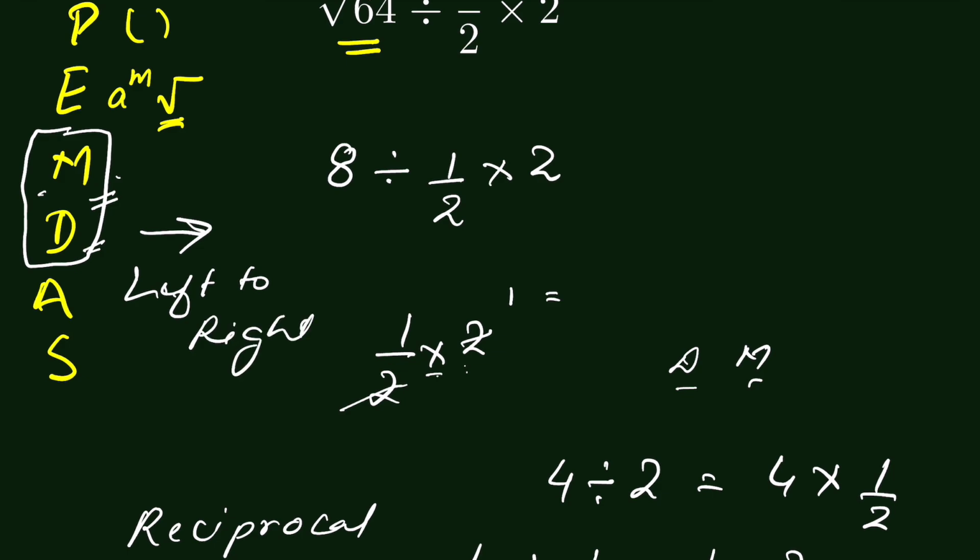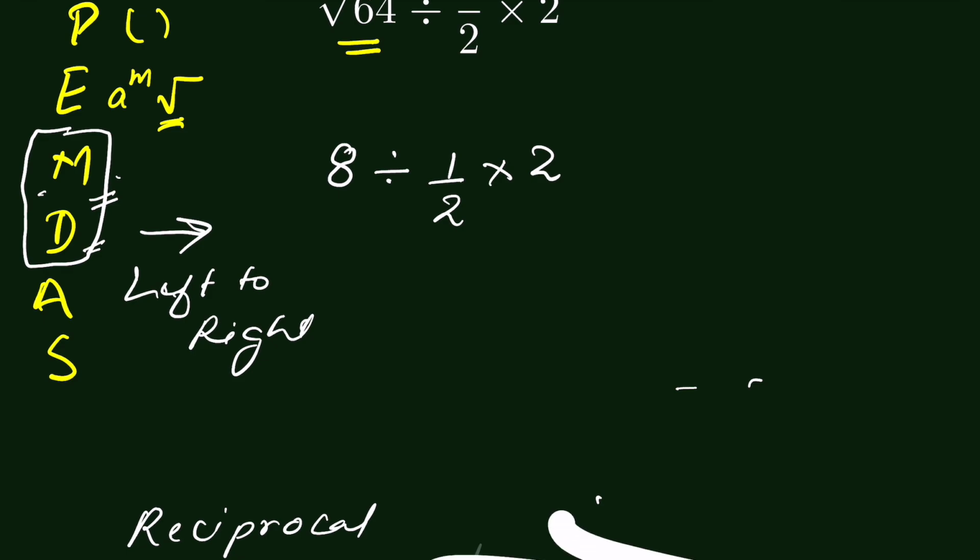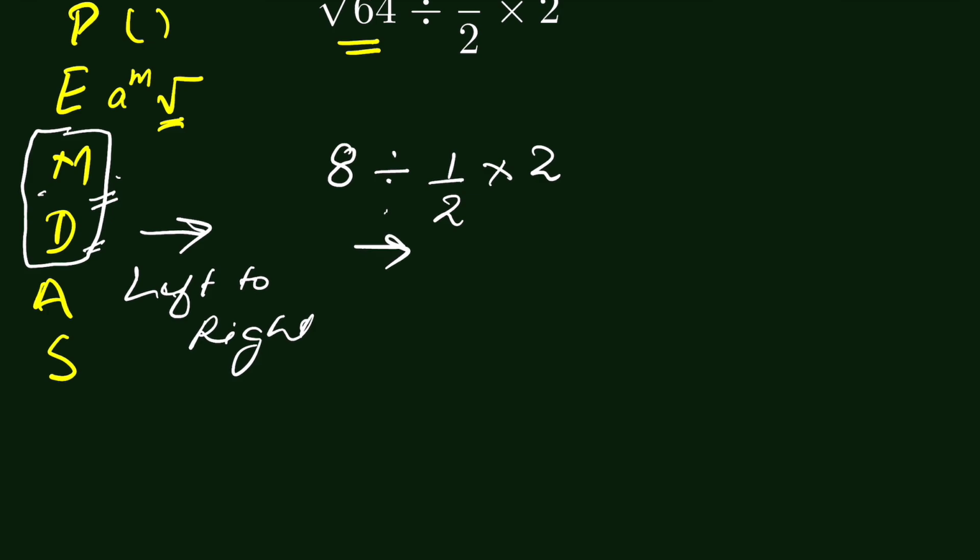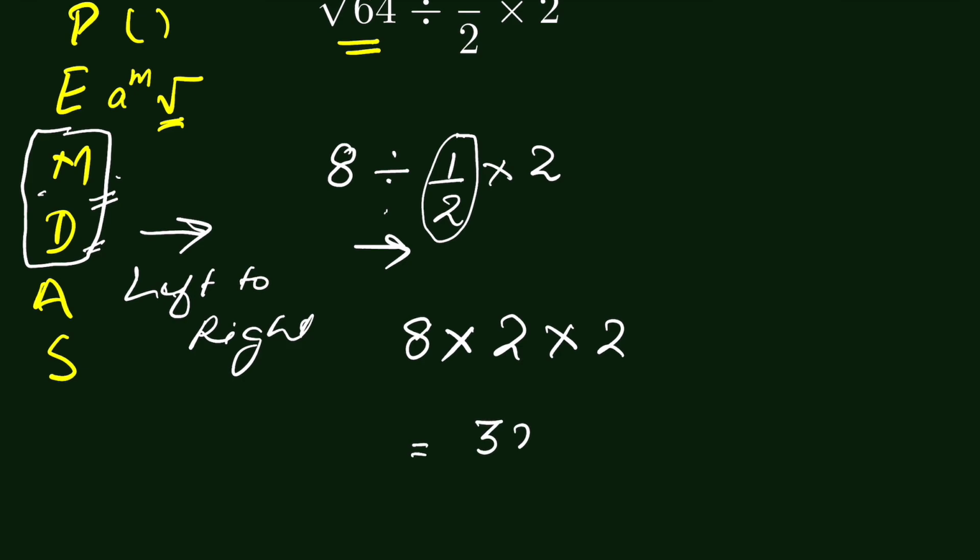So if you follow PEMDAS, although multiplication is written first, in the question there is division first, and from left to right we have division. So we'll do division first. So it will be 8, division converts into multiplication, and the number after that gets inverted. So it will be 8 times 2, then times 2. 8 times 2 is 16, times 2 is 32. So 32 will be the correct answer.